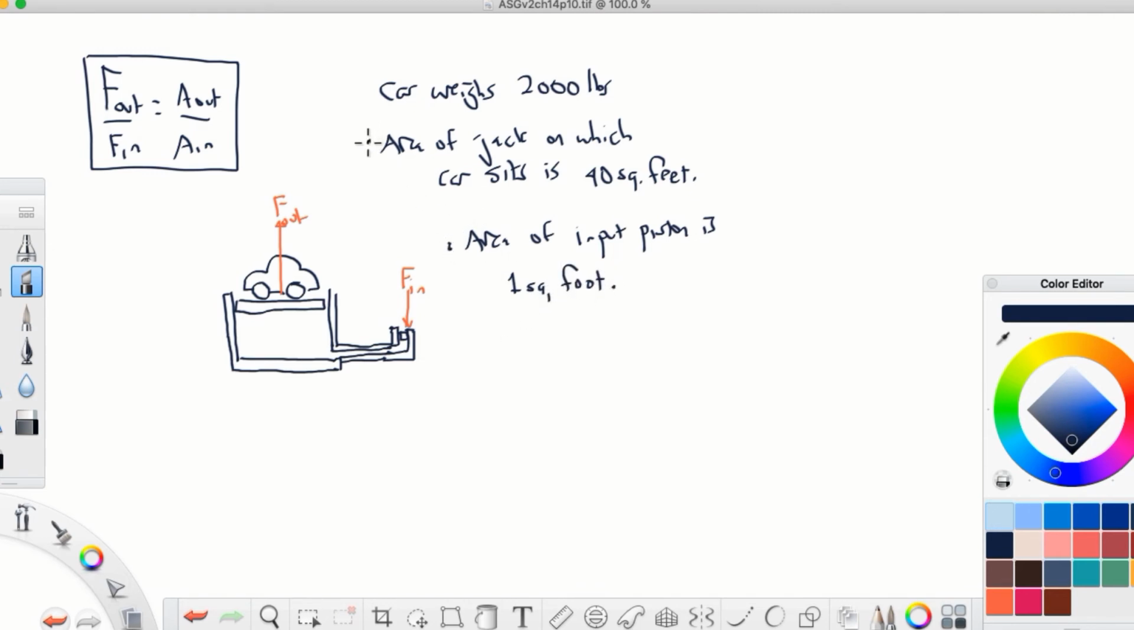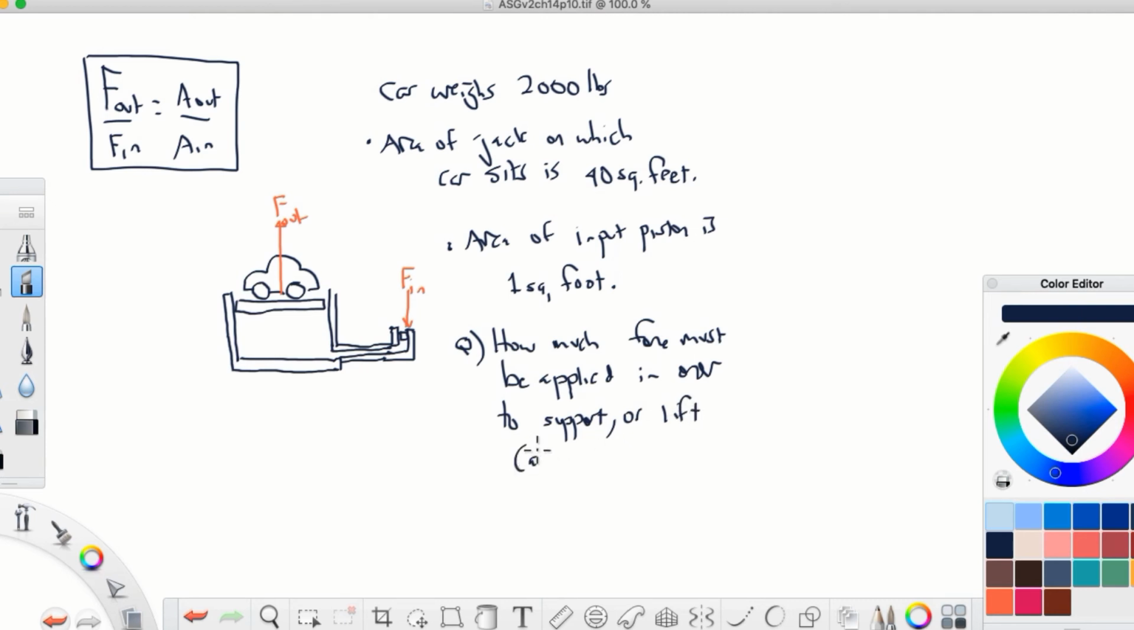So the question then is, how much force must be applied in order to either support or lift at a constant speed the automobile? I'm being a little bit nitpicky here, but you'll see why I'm doing this later on in the semester.